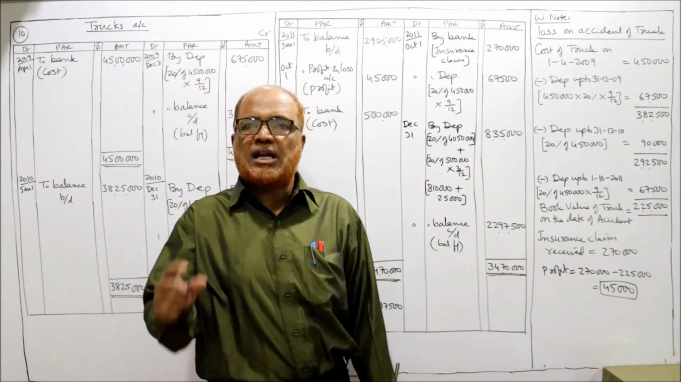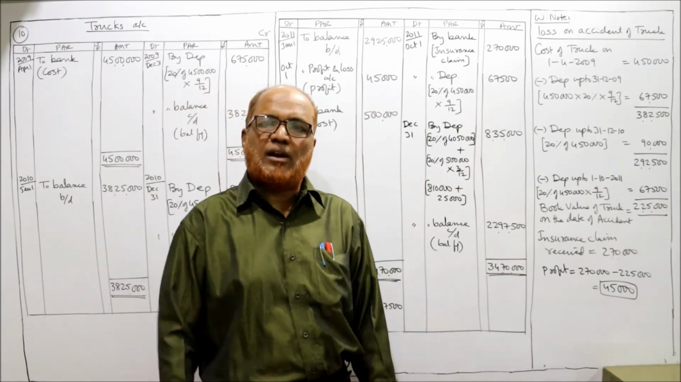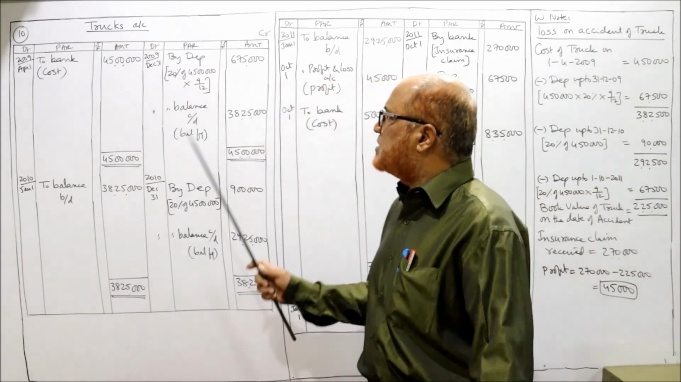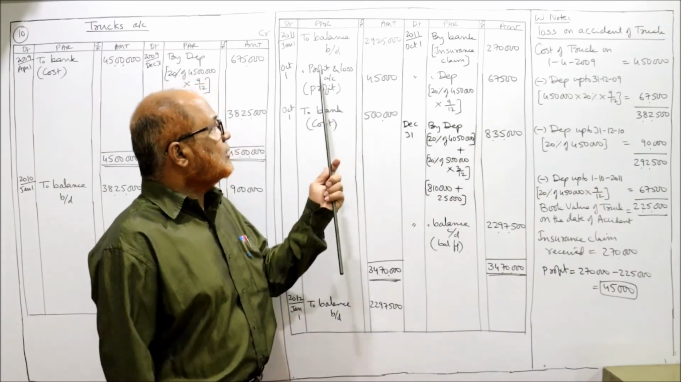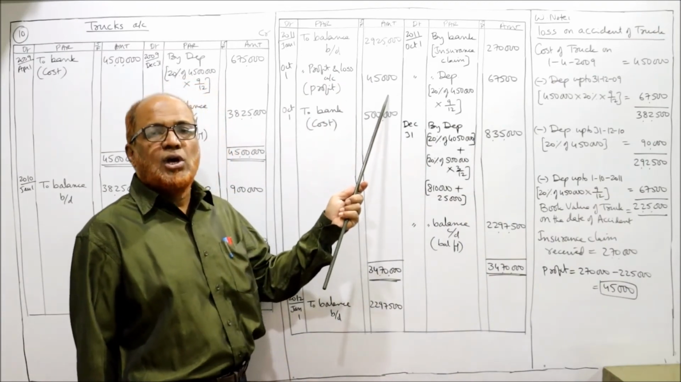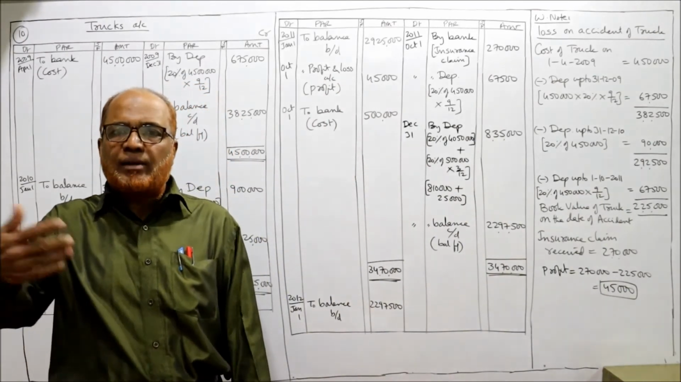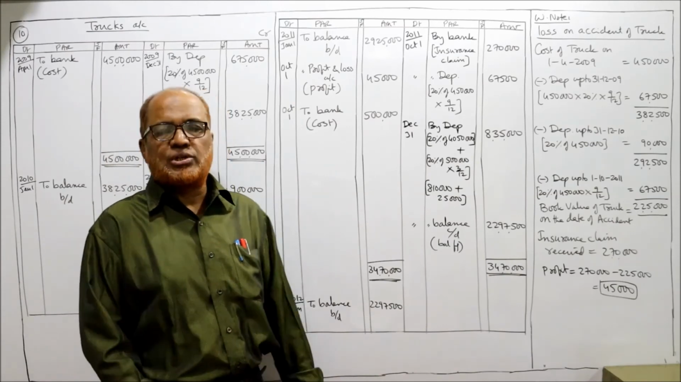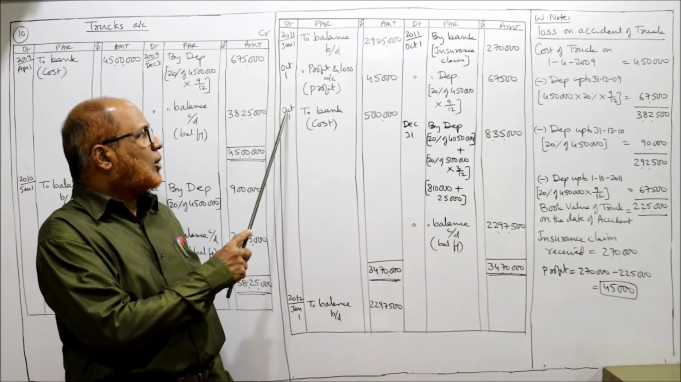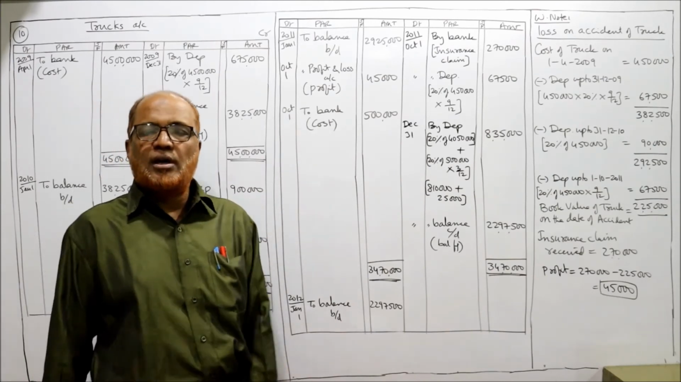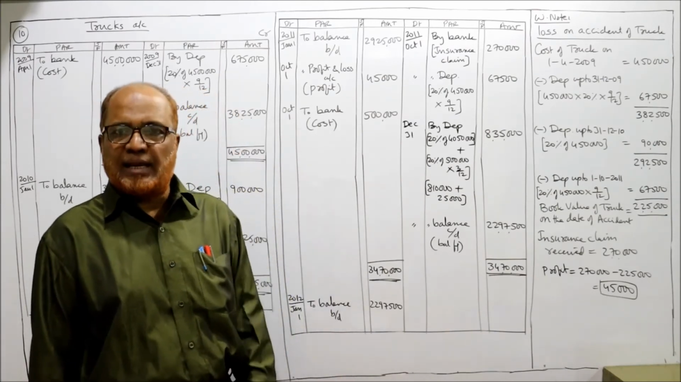So the entry will be trucks account debit to profit and loss account 45,000. So we have taken the profit of 45,000 to the profit and loss account. On the same date, one more new truck was purchased. So debit side, to bank, cost 5 lakh rupees, on the same date, October 1st. That's all. Now we close the year 2011.